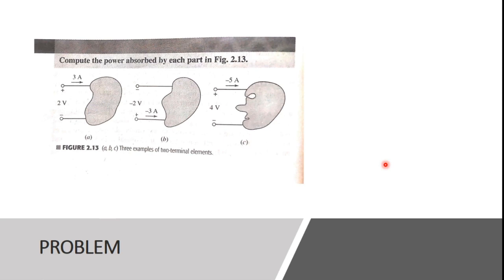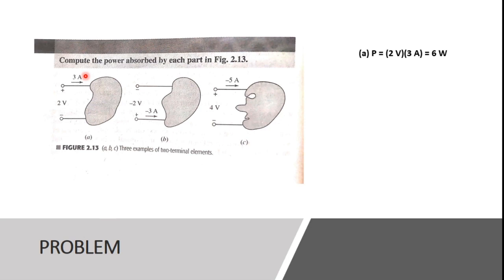Now let us compute the power absorbed by each part in figure 2.13. We know that power is a product of voltage and current, and in each of these three figures A, B and C, the voltage value and the current value are both mentioned. We need to find the power. Take the first diagram. Power is equal to voltage, 2 volt, into 3 amp. So 2 threes are 6 watts. Voltage is positive, so plus 2 volt. Current is also positive, so plus 3 amps. So the value is 6 watts.